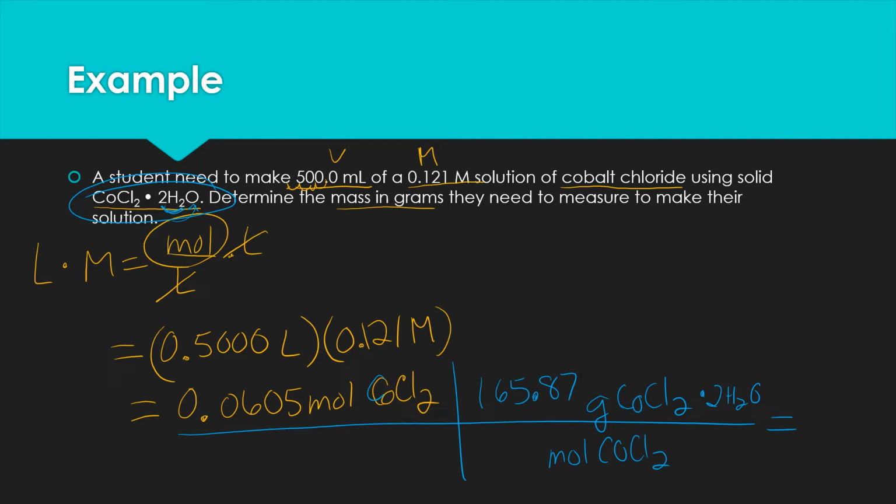So we've got 0.0605 times 165.87, and that gives us a mass of 10 point, we got 3 sig figs, so 10.0 grams of cobalt chloride dihydrate. So that's how much we would have to measure on our balance. So let's see how that looks on the next slide.